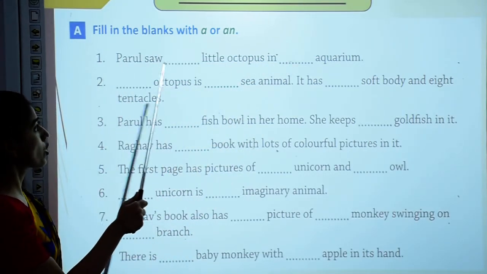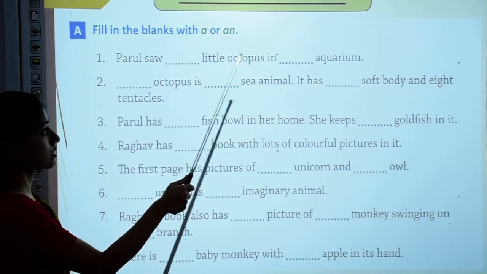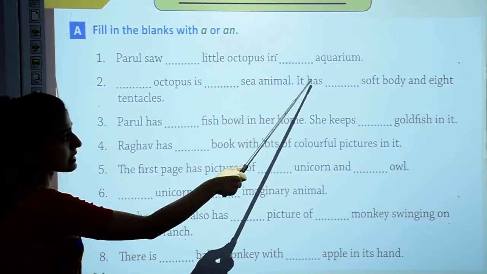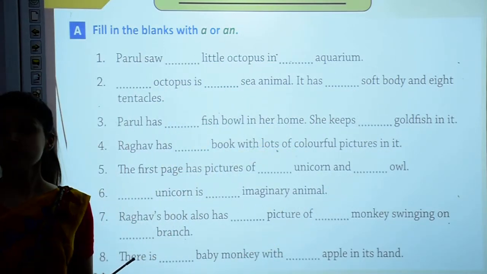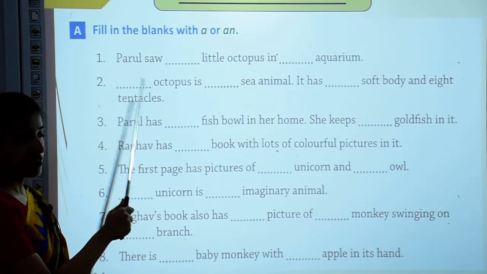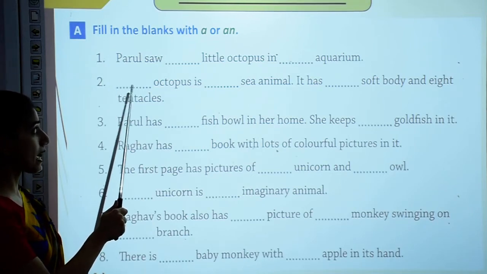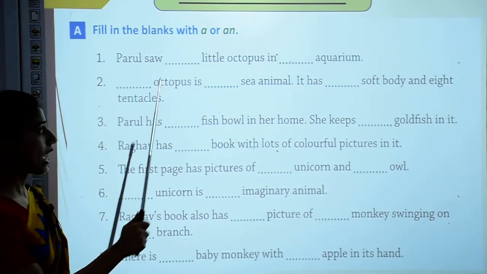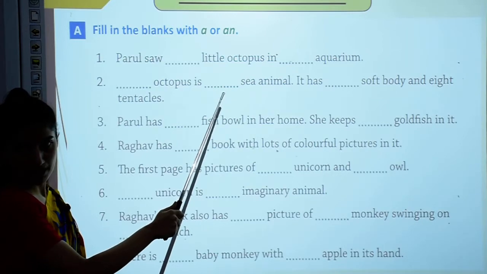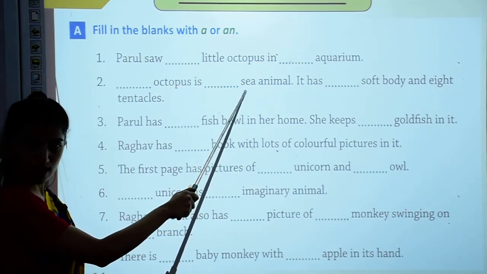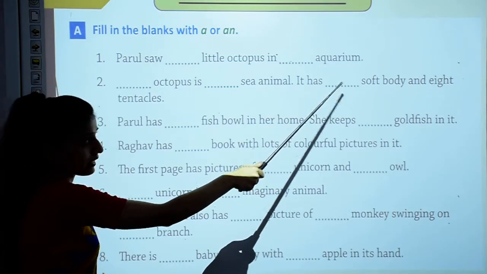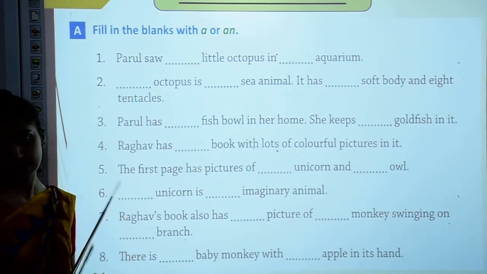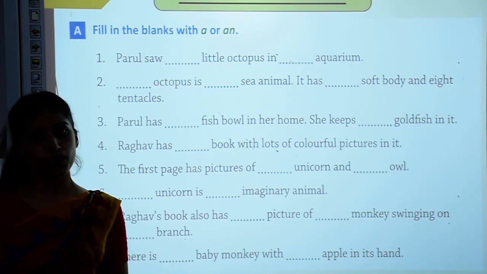Second, dash octopus is dash sea animal. It has dash soft body and 8 tentacles. So before octopus what will come? An, because it has a vowel sound, and a sea animal because of the consonant sound. It has a soft body and 8 tentacles. So now the rest you have to do in the same way.